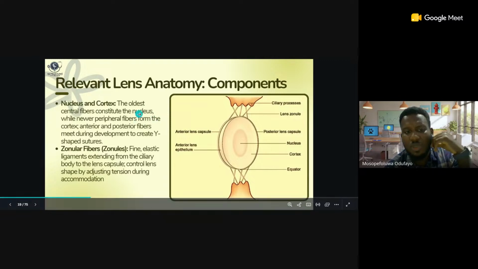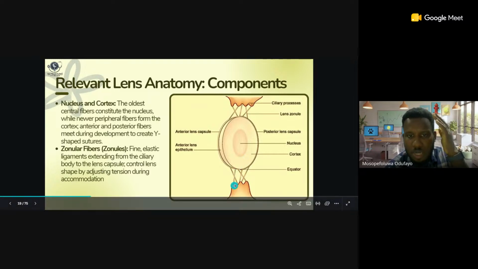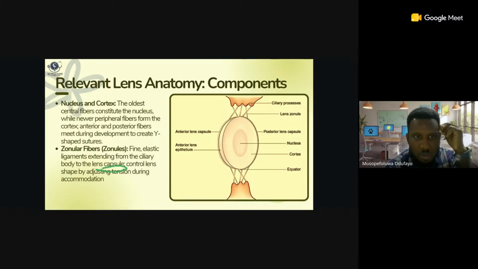Then we have relevant anatomy that talks about the nucleus and the cortex. The oldest central fibers constitute the nucleus, while the peripheral fibers form the cortex. Anterior and posterior fibers meet during development, creating Y-shaped structures. Zonular fibers are fine elastic ligaments extending from the ciliary body to the lens capsule, not to the lens fibers, but to the lens capsule. They control lens shape by adjusting tension during accommodation. So look at it here.